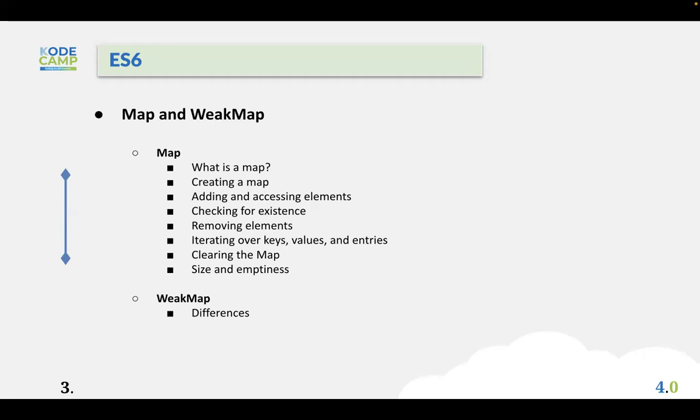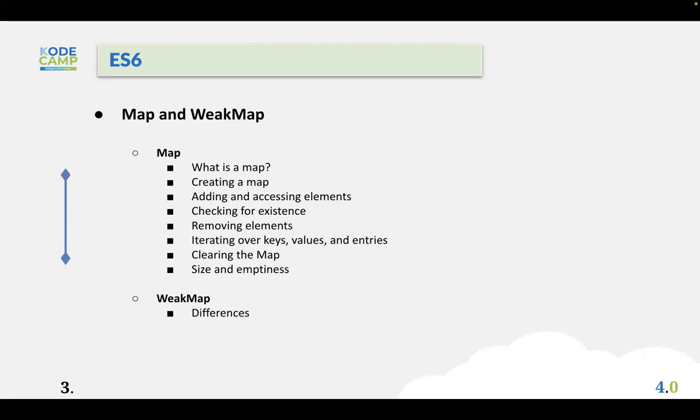And in WeakMap, there is no enumeration method. WeakMap does not support a method to iterate over its keys, values, entries, making it less versatile for enumeration compared to Map. And garbage collection in WeakMaps: if any object key in a WeakMap is no longer referenced elsewhere in the code, it can be garbage collected, helping to manage memory usage efficiently.